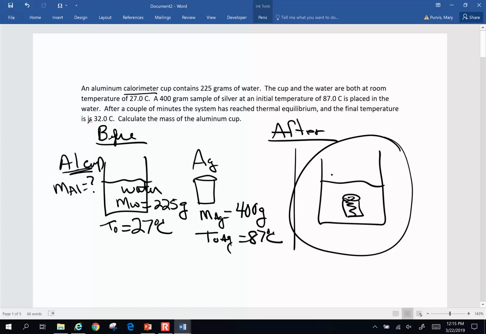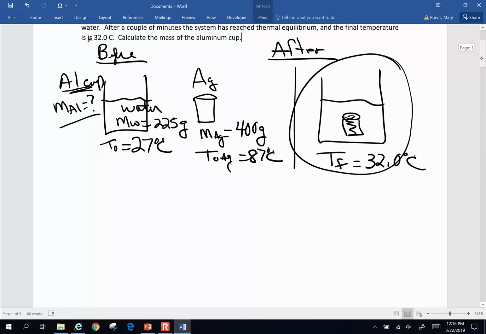It's going to obey that second law of thermodynamics. Heat's going to go from the hot thing to the cool things. We're going to assume no heat is lost to the environment, and the entire mixture is going to reach an equilibrium temperature of 32 degrees Celsius. And my question is, what is the mass of the aluminum cup? So let's set this up.